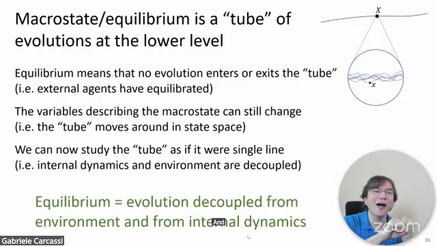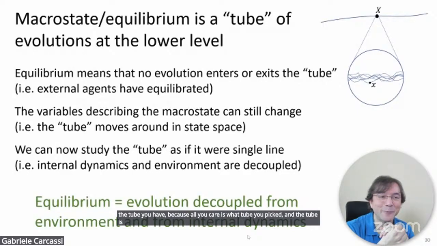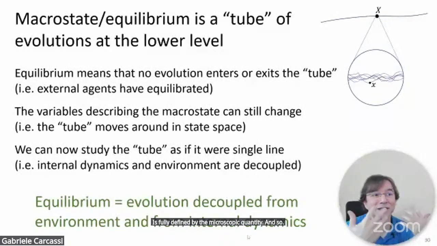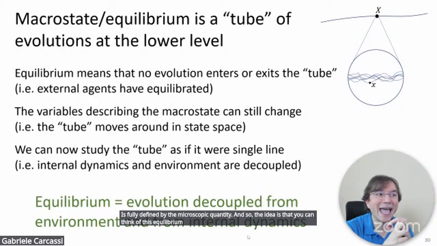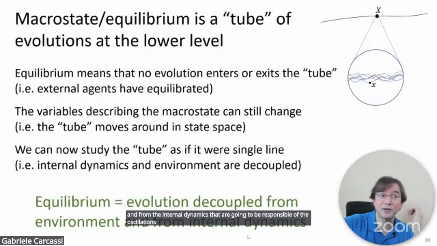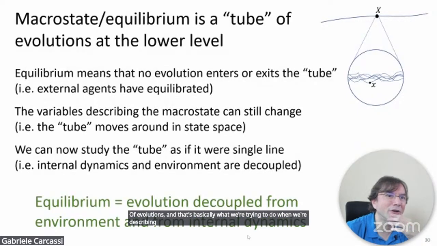And when we are describing it, it doesn't matter which actual realization within the tube you have, because all you care about is which tube you picked, and the tube is fully defined by the microscopic quantity. And so the idea is that you can think of this equilibrium as the evolution decoupled from the environment and from the internal dynamics that are responsible for the oscillations within that tube of evolutions, and that's basically what we're trying to do when we're describing this type of equilibrium.